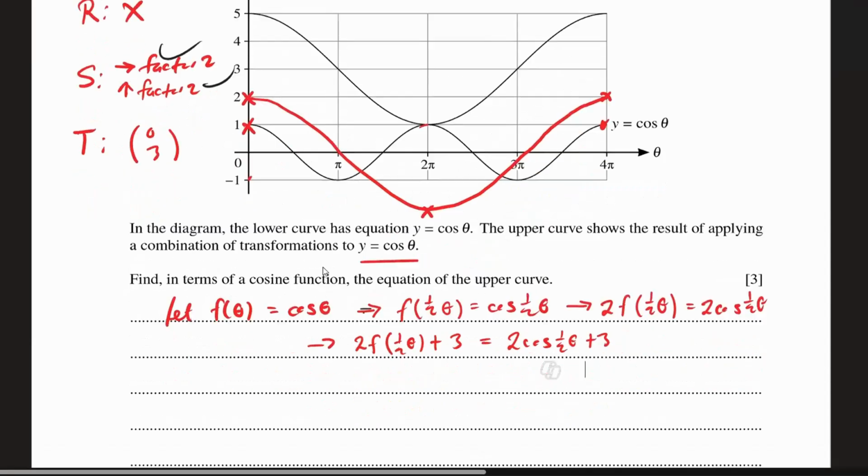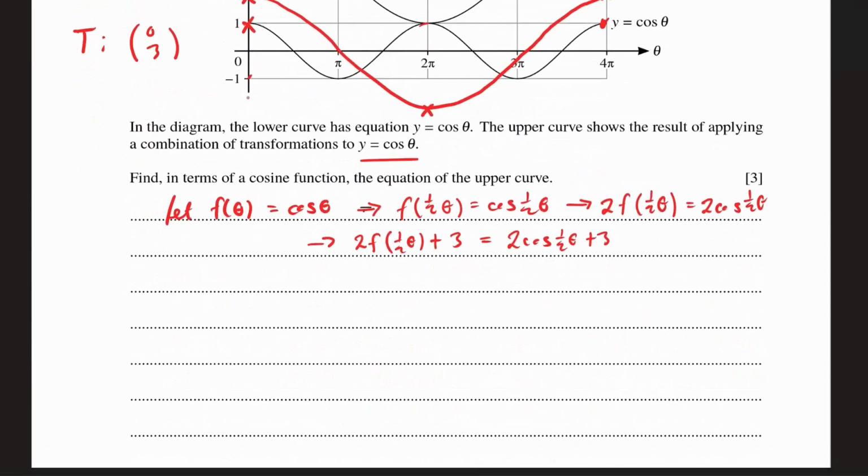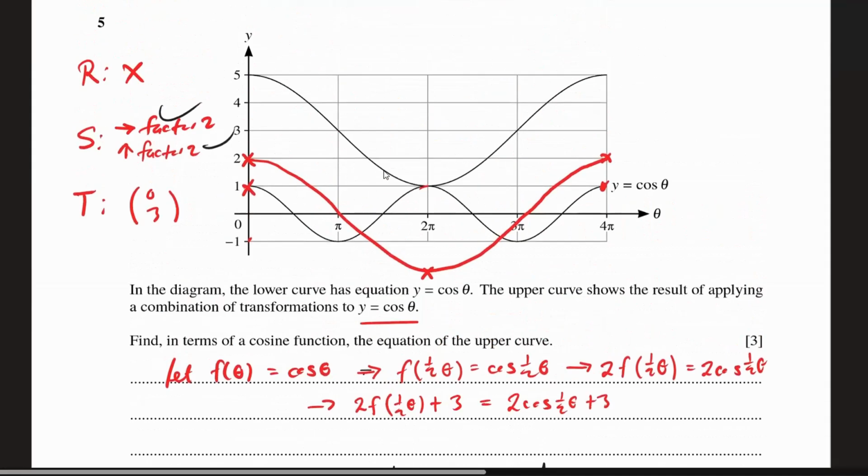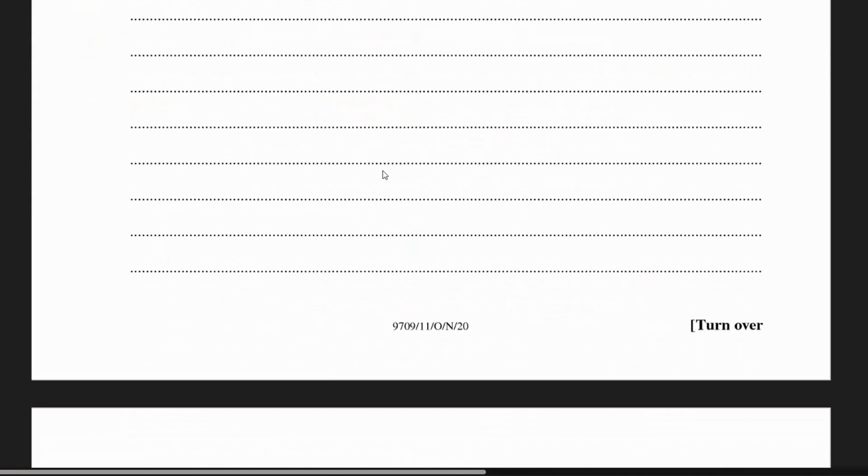So I'll write that down. The cosine function is y equals 2 cosine of half theta plus 3. And that's your answer here. Let's move on to another question.